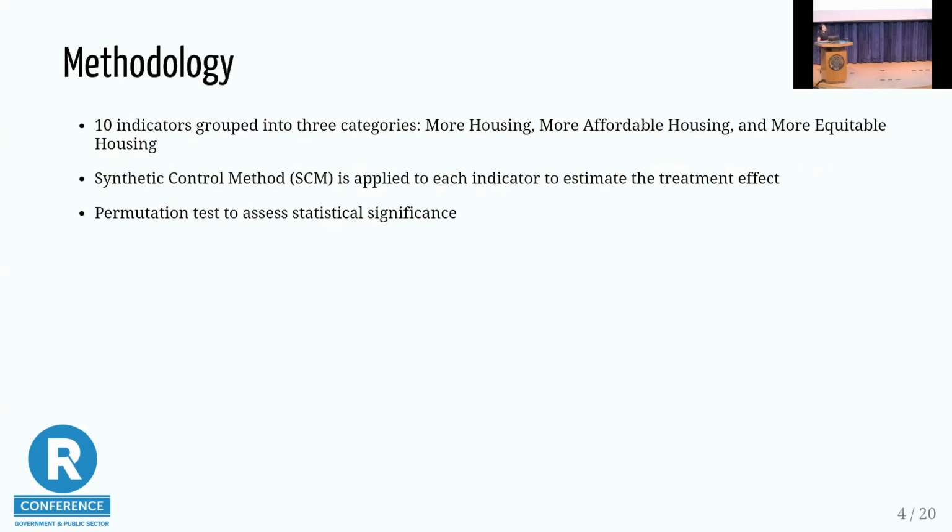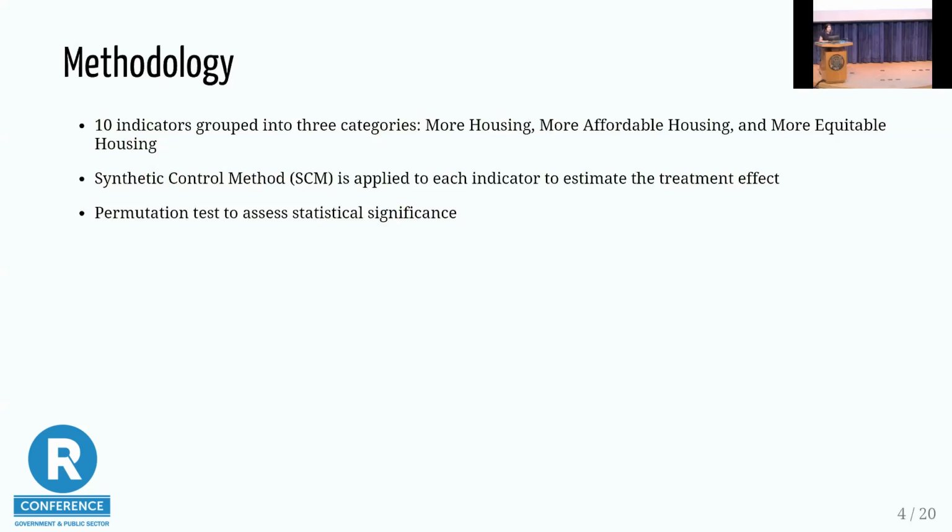So how did we do this? There are three topic areas of interest. With the adoption of the plan, what we wanted to see was that there would be more housing, more affordable housing, and also more equitable housing. There is no one indicator, metric, or measure that could capture all these 3 topic areas. And so what we ended up doing was to develop 10 different indicators that capture different aspects of these 3 topic areas.